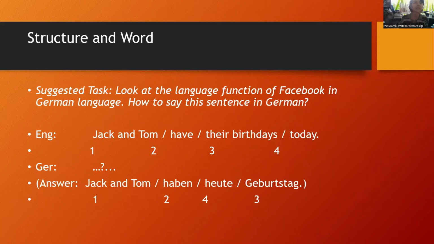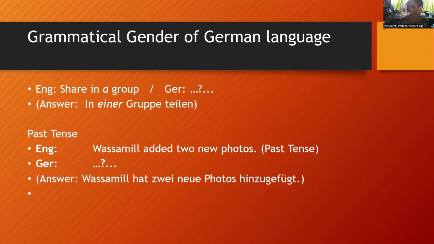And next, about the grammatical gender. In German, the noun has a grammatical gender, which consists of masculine, feminine, and neutral. For example, we have the English sentence here, share in a group. And how to say it in German? And the answer is in einer Gruppe. Students will learn that the word group in German is feminine, so they have to use the correct grammar in terms of grammatical gender.